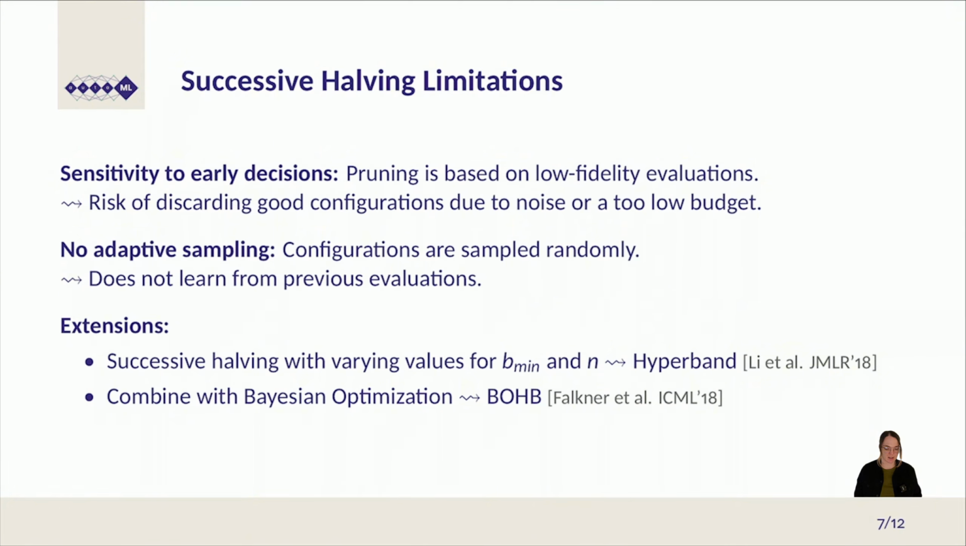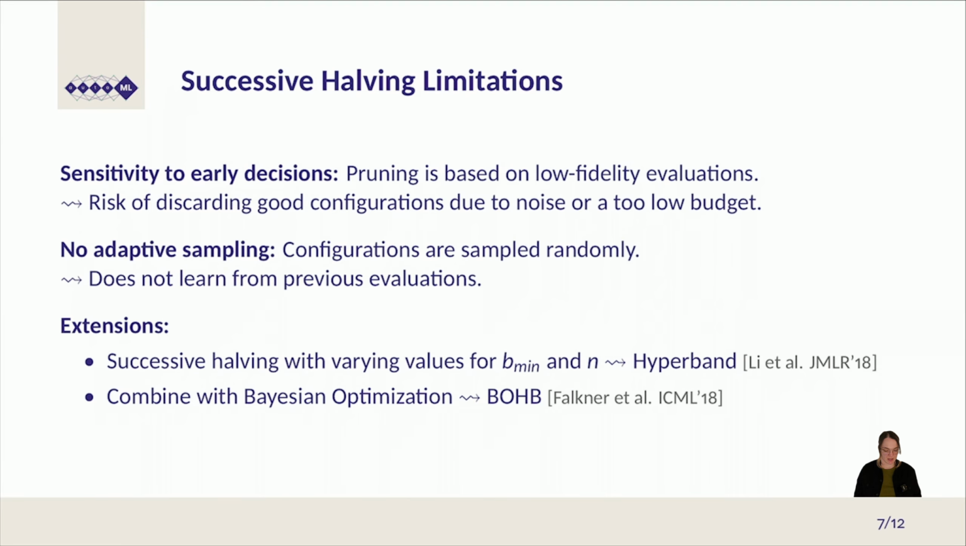And secondly, we don't have adaptive samples. Our configurations are sampled randomly so far, which means we do not learn anything so far. There is no Bayesian optimization involved. We don't build a surrogate model.